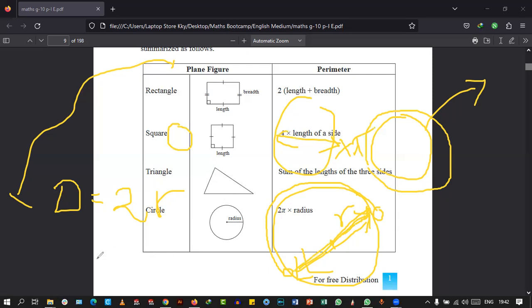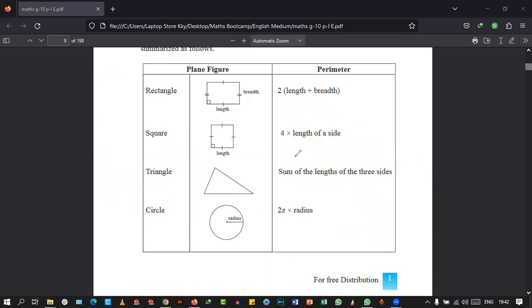Okay, so this one was invented by Archimedes. He invented this pi. But the problem here in mathematics is, what is the value of pi?